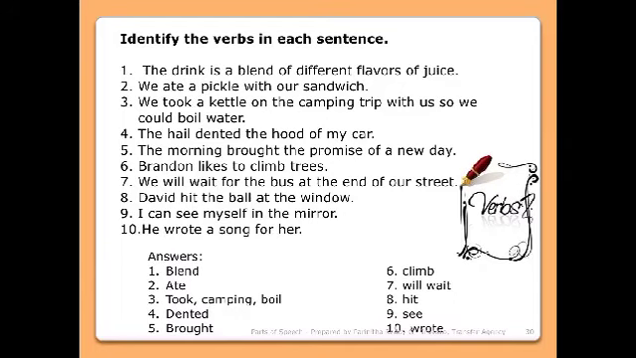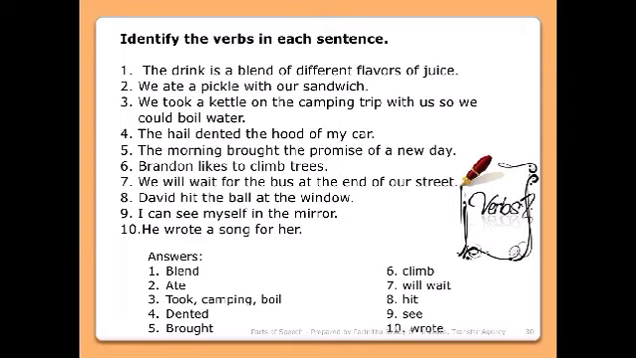Identify the verb in each sentence. Drink is a blend of different flavors of juices. Blend. We ate a pickle with our sandwich. Ate. We took: took is a verb. The hail dented: dented is a verb. The morning brought: brought is a verb.